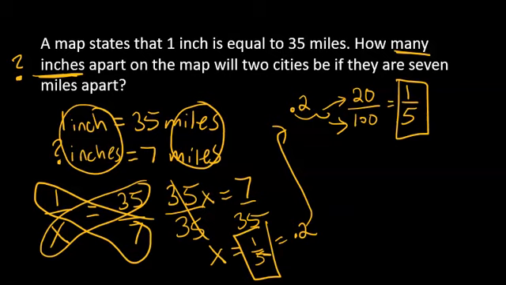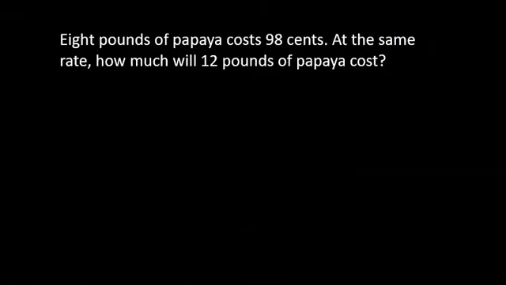Let's try another problem. Problem 2. 8 pounds of papaya, a fruit, costs 98 cents. 98 cents, that's important. At the same rate, how much will 12 pounds of papaya cost? So the first thing we do is we see what they're asking. They're asking how much. That's a dollar sign situation, right?